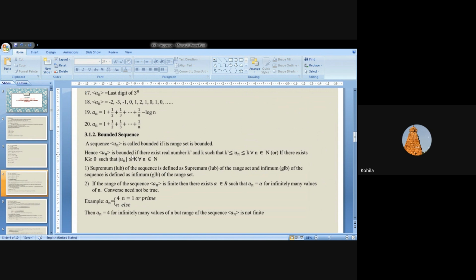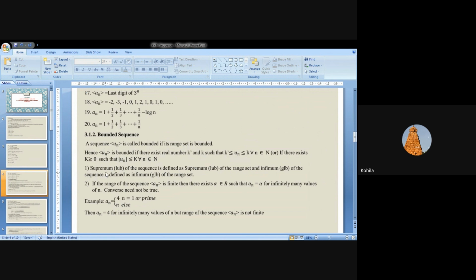That is, if there exist real numbers, a lower limit and an upper limit k, such that the sequence lies between the lower limit and the upper limit. Otherwise, we can say if there exists k greater than or equal to 0 such that the modulus of u_n is less than or equal to k for every n belongs to N. You can take any one of these definitions.